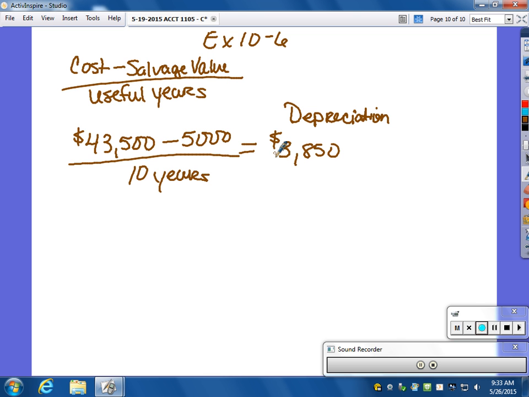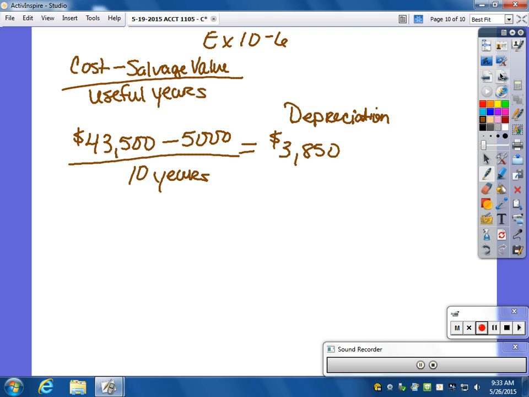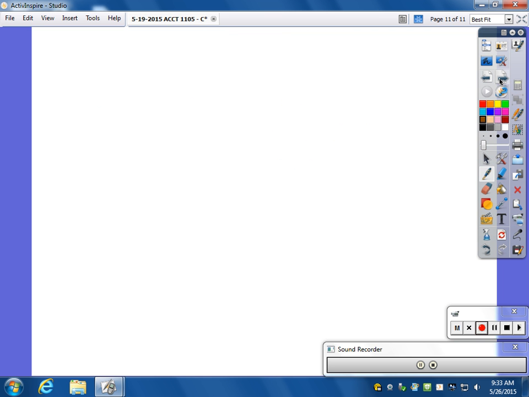Next one, exercise 10-7. Refer to the information in 10-6. Determine the machine's second year depreciation using the unit of production method. Now, the units of production require 2 steps, does it not? Well, nobody said anything, so I'm assuming no.